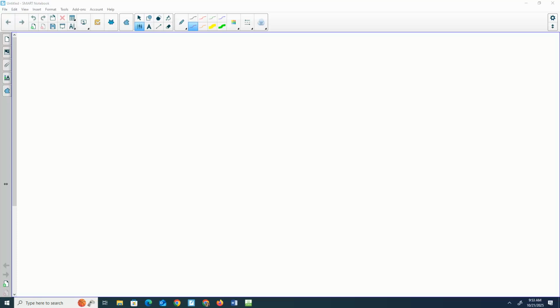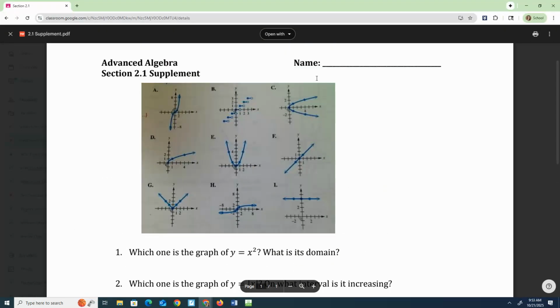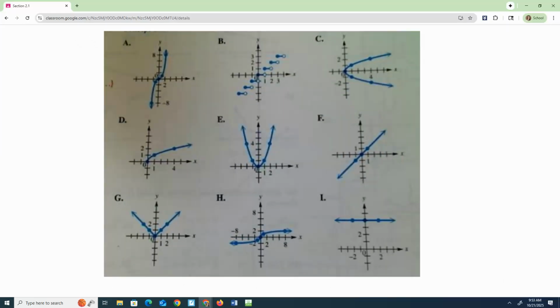Back in 2.1, that assignment was a handout on Google Classroom. So you should also be able to answer questions about those graphs. Like, number one, which one is the graph of x squared? Do we all know what the graph of x squared looks like? Parabola. Okay, by looking at the graph, can you tell me the domain? So if my parabola is E, what's the domain of that? Negative infinity to positive infinity. What is the range?